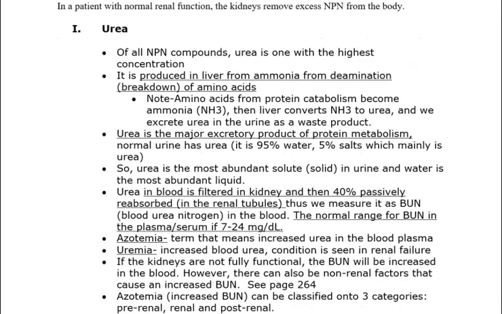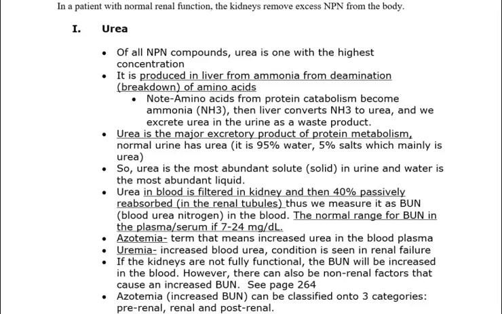The first NPN product that we're going to talk about is urea. It is the one that is highest in concentration in the body. It is produced in the liver from ammonia and from the deamination or breakdown of amino acids. Something of note is that amino acids from protein catabolism become ammonia. Then the liver converts ammonia to urea, and we excrete the urea in the urine as a waste product. And remember that's going to be helpful in answering a question a little bit later on in this outline.